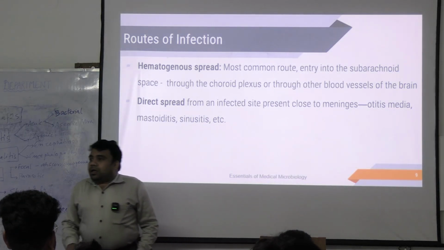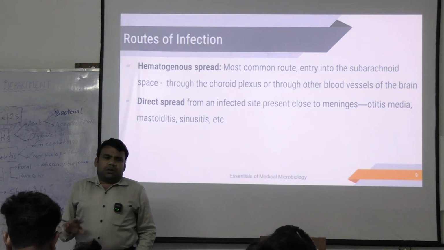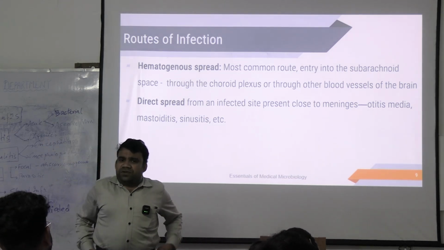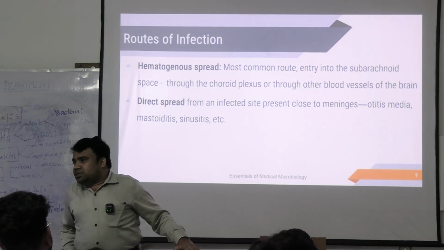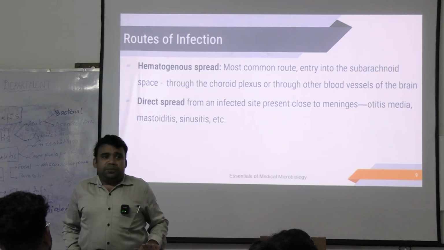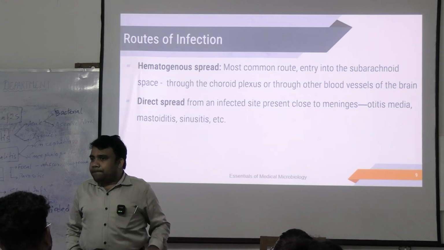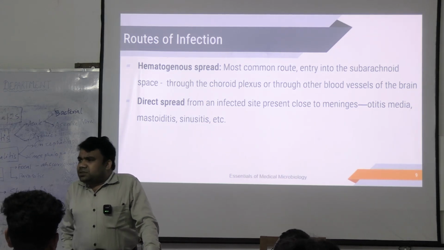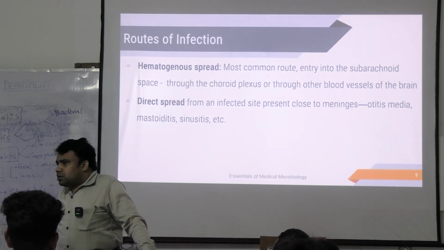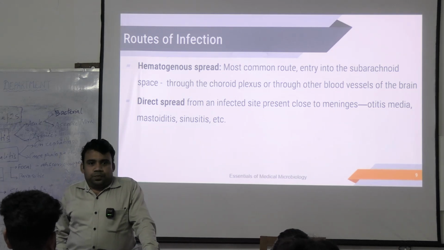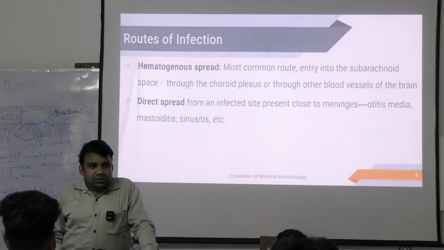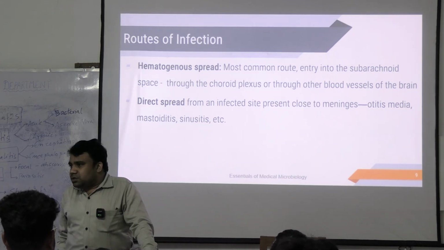Now, all things said, the central nervous system is an anatomically very privileged site. When I say anatomically privileged site, what do I mean? Any idea? Is there any direct blood supply from outside? No. It is a secluded site. That is the reason why cerebrospinal fluid is sterile. There are no organisms.